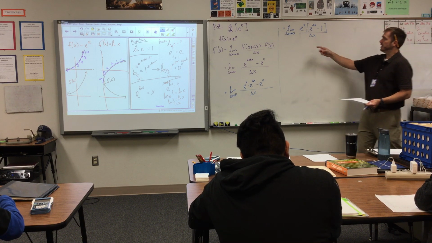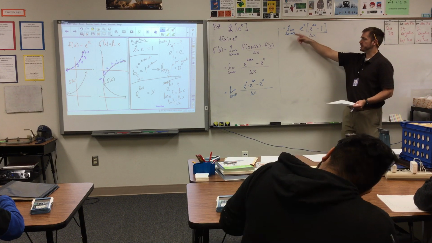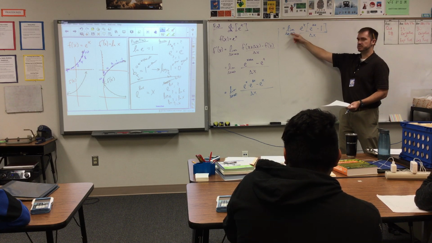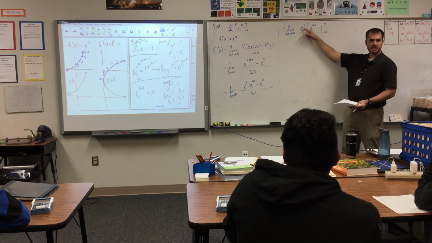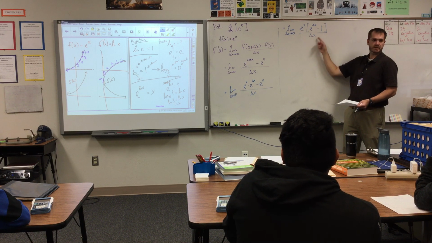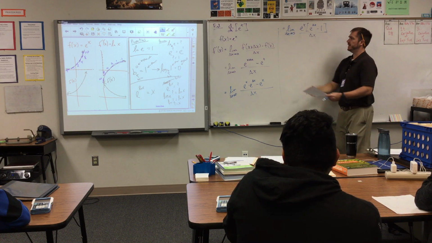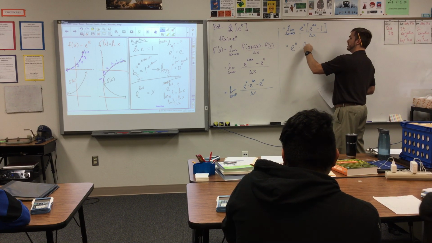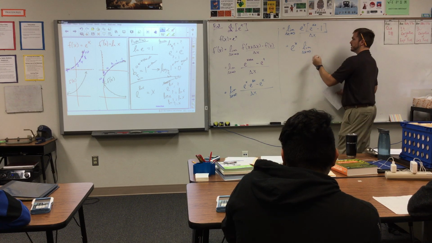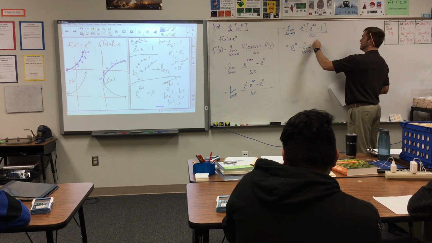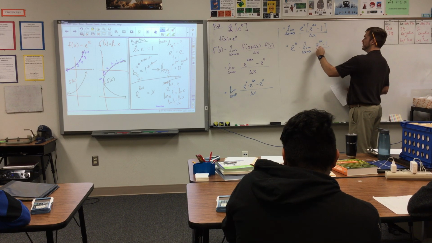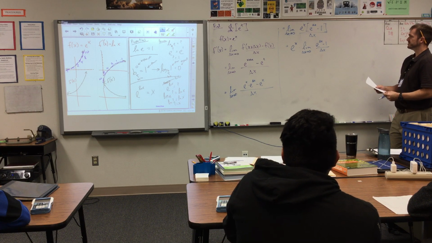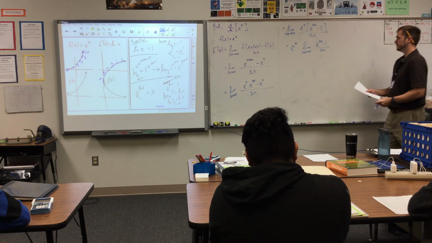Now answer me this. As my delta x changes, as it gets closer and closer to 0, so it goes from 1 to 0.1 to 0.01, that's changing. Is it changing e to the x at all? I'm just changing the delta x, right? So actually this thing I can pull outside as a multiplier here. So it's e to the x times the limit as delta x approaches 0 of e to the delta x minus 1 all over delta x. Great.